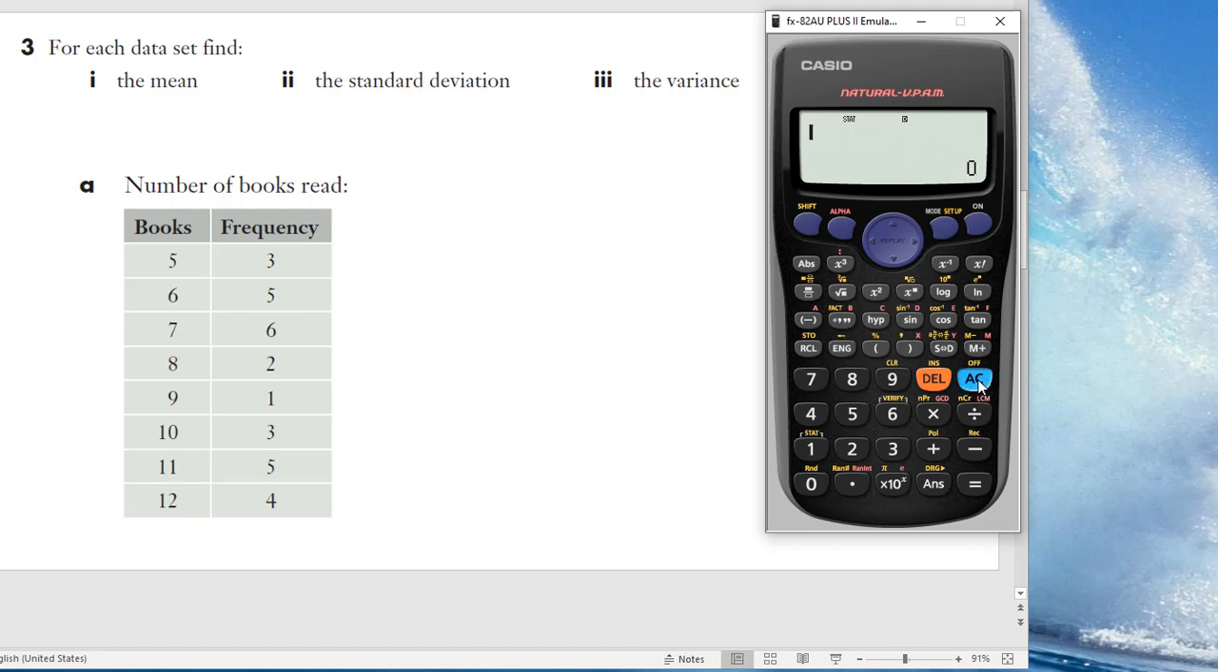Hit your AC button. Shift 142 gives us the average. Before I hit equals, I'm going to guess, because it's going to be somewhere in the middle here, but it looks maybe about 7.9. Let's have a look. 8.4, way off. Okay, but it's in the middle. Standard deviation, shift 143, 2.4. And the variance, all we do is square that number, 5.8.